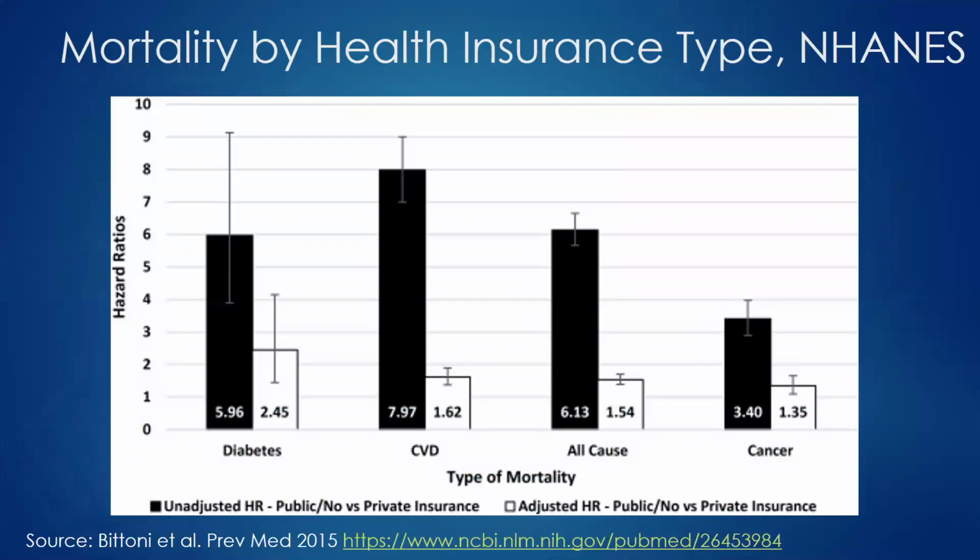And this is an example of some of the data that we can get from NHANES. So this is looking at health insurance status and mortality risks, as comparing people who have no insurance or who are on public insurance to people who have private insurance. And so the darker bars represent unadjusted results and the white bars are adjusted. But either way, we can see that compared to people who have private insurance, those who have no insurance or public insurance have a higher risk of death.